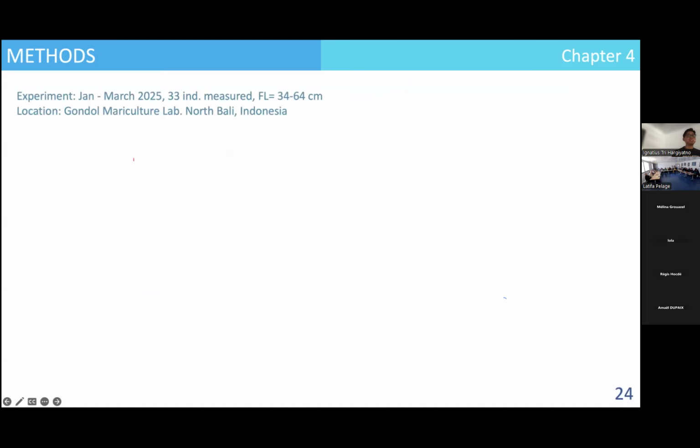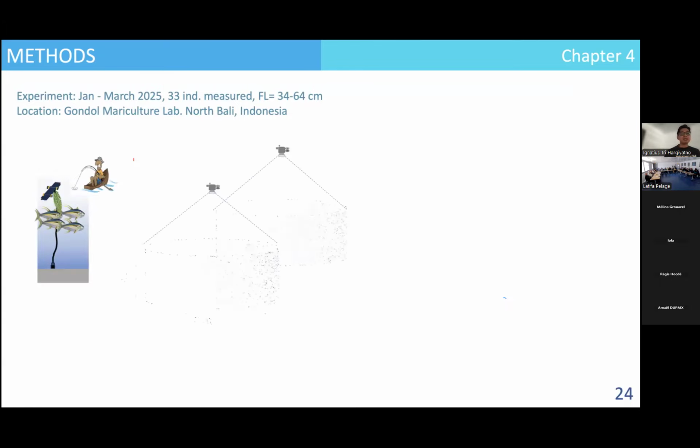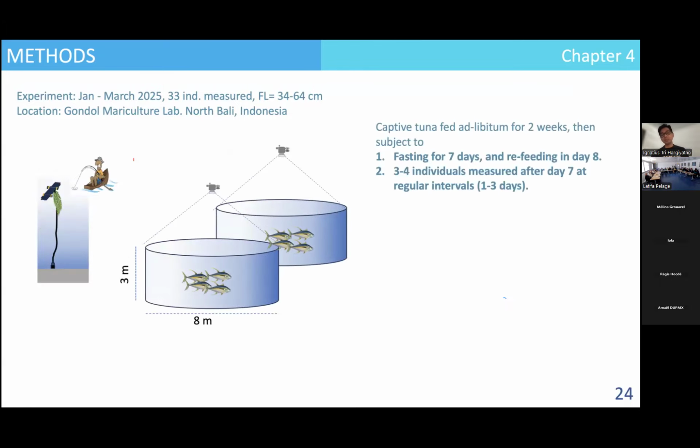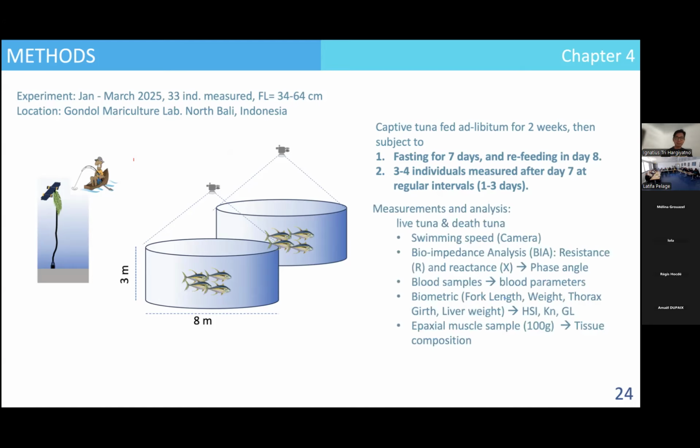The experiment was conducted from January until March 2025. There were 33 individuals measured, with a larger fork length of 34 to 64 centimeters. In the same place, with the same methodology to maintain them, but the experiment is different. We fasted them for 7 days and we refed them at day 8. We measured 3 to 4 individuals after 7 days, and after day 7 at regular intervals of 1 to 3 days, which is shorter, to really know the development of the condition. What we measure is the same as the fasting experiment.